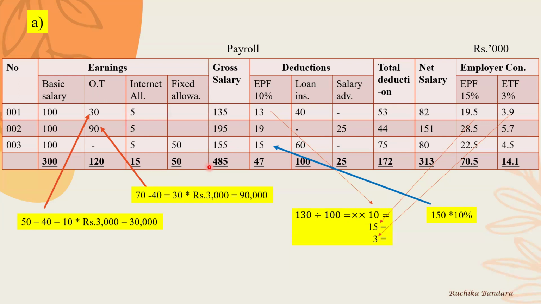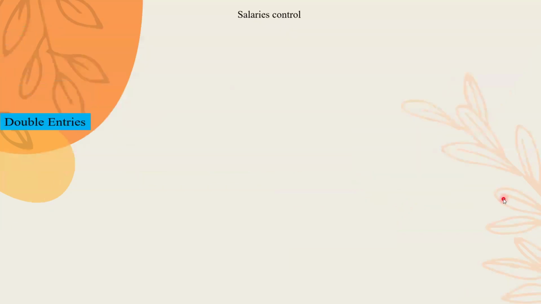The requirement number 2 is salaries control account for the month of May. When you do the double entries, we take the double entries from gross salary to employer contribution ETF. But in the question, they are not asking to prepare all ledger accounts. They ask only one ledger account, which is the salaries control. So we have to know what are the double entries that we can enter only to the salary control account. So here I have given only the double entries that is for the salary control.